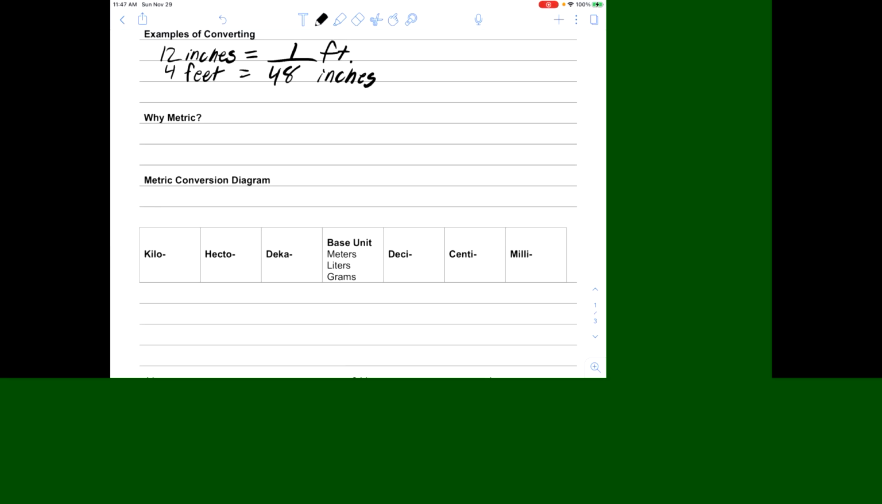Now, even though these are different numbers, 12 inches, 1 foot, 4 feet, 48 inches, on either side of this equal sign here, these values are the same amount. We know that they are the same. We're giving them different units, and then there's a different amount of them. But 4 feet is the same thing as 48 inches. If I said that one person was 4 feet tall, and one person was 48 inches tall, we know that means they are the exact same height. So that's what we're doing when we're converting. We're changing the units, but we're not changing the amount of the thing we're measuring.